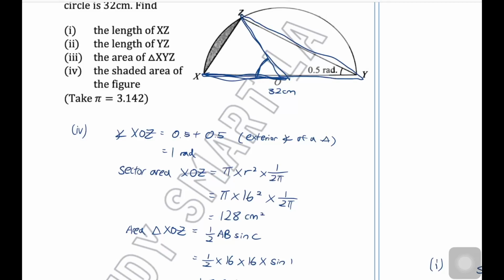If it's a bit hard to visualize, another way to think about it is that this angle here is going to be 0.5 plus 0.5, based on the property of the exterior angle of a triangle. So it's going to be 1 radian. Let me write down 1 radian.